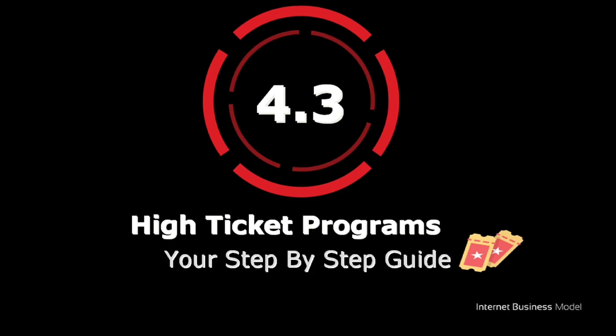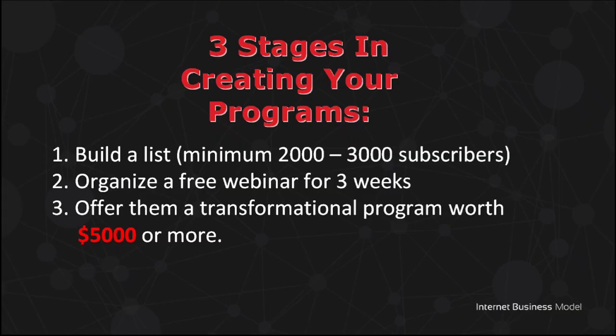Hello and welcome back. In this chapter, we walk you through the steps in creating your own high-ticket programs. There are 3 stages in creating your high-ticket programs. 1. Build a list, minimum 2,000 to 3,000 subscribers. 2. Organize a free webinar for 3 weeks. 3. Offer them a transformational program worth $5,000.